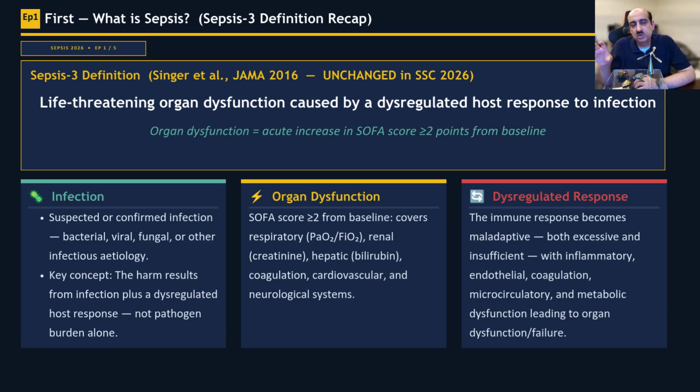I can't go into more details, but there are 6 vital organs, with each one having up to 4 points. So it can range from 0 to 24. And based on that, the organ dysfunction can be characterized in the scoring done. Finally, coming to the dysregulated host response, we've already covered basically the immune response.